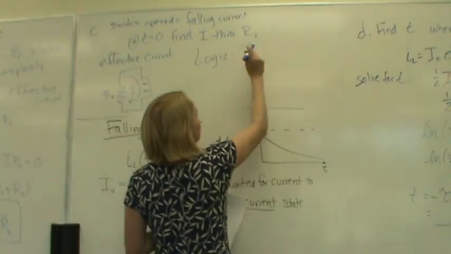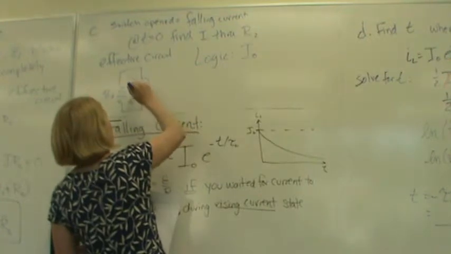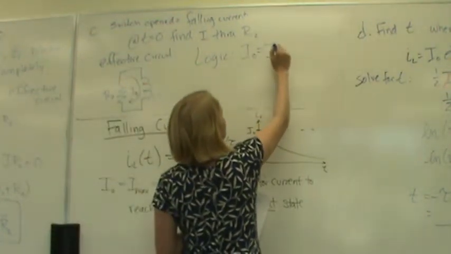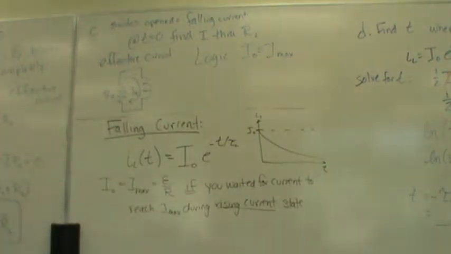So the initial current going through this loop, I naught is equal to I max. So then we have to figure out what was I max. E over R, E over R1.